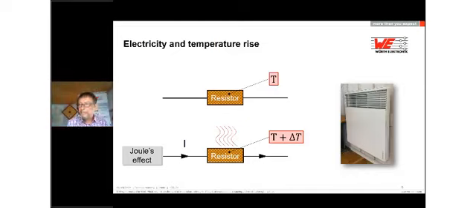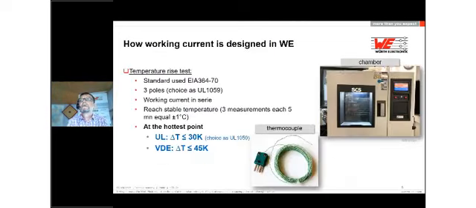So how can we design our connector regarding the currents? We have to do a so-called temperature rise test. And there is also a standard for it. We use the standard EIA 364-70 and also the UL 1059 standard. And this standard says if you want to do a temperature rise test with a terminal block, you have to use a 3-pole terminal block. You have to put the current in series, because then the current is the same everywhere in the connector.